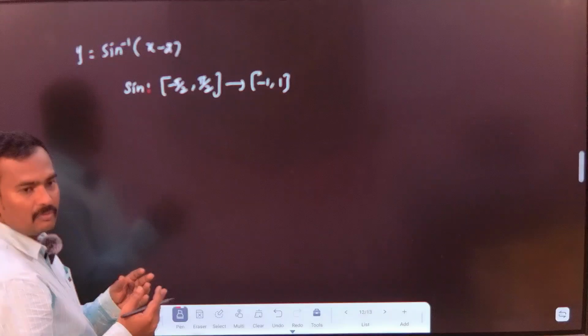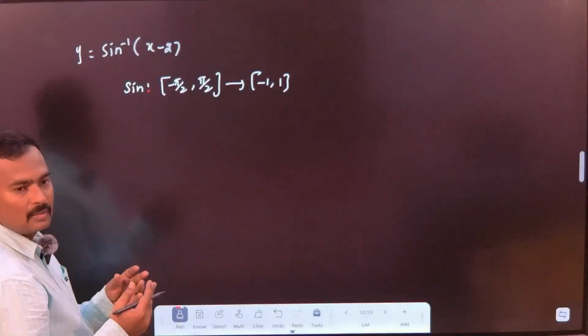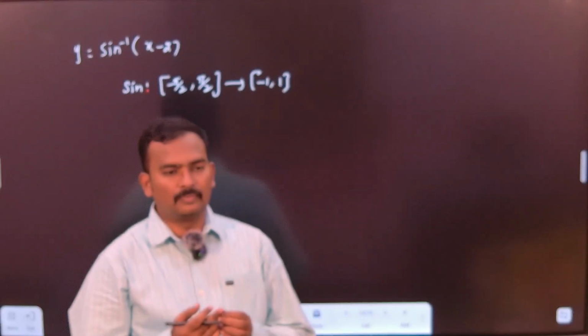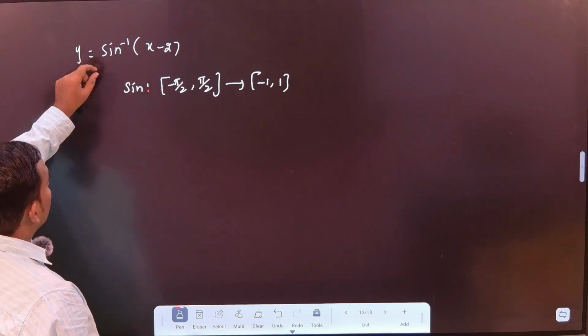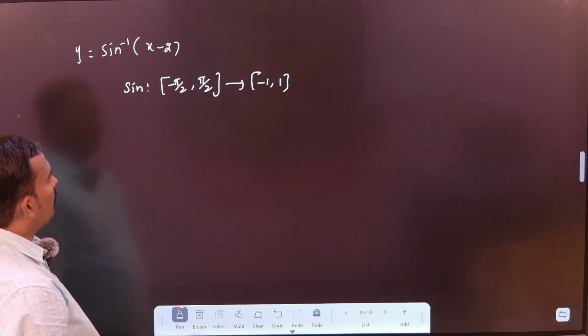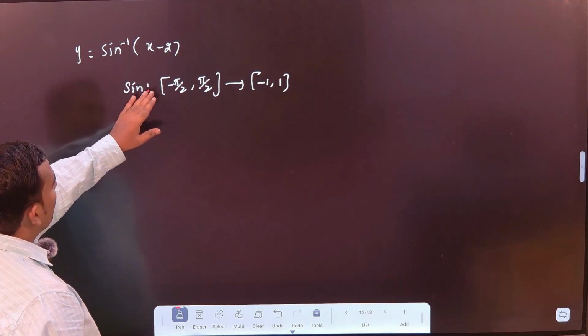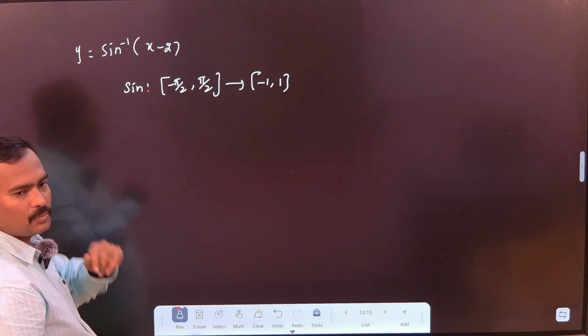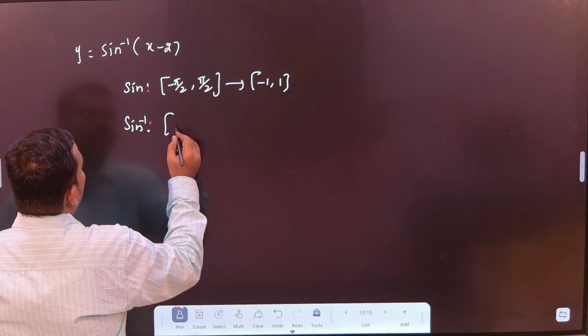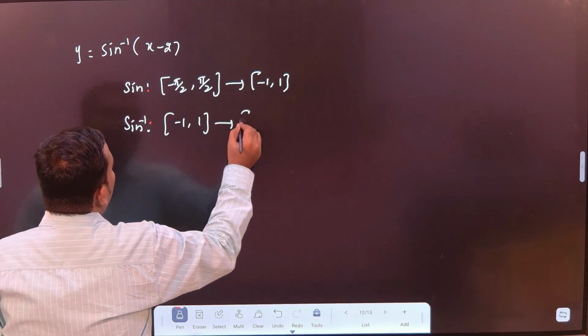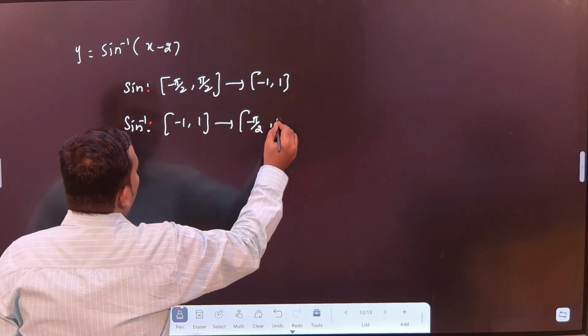When you take sine inverse, okay, let me take the graph is y is equal to sine inverse of x minus 2. Okay, sine is a function from minus pi by 2 to pi by 2 to minus 1 to 1. The sine inverse is what? So minus 1 to 1 to minus pi by 2 to plus pi by 2.